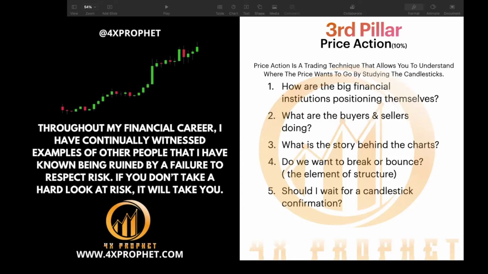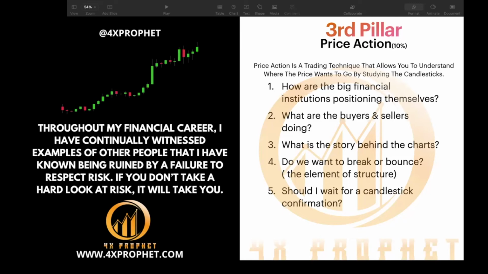But next thing is, what are the buyers and sellers doing? You can tell by looking at the candlesticks, looking at the wicks, right? Everyone should know what a wick is. Everyone should know what a pin bar is. Everyone should know what a bullish engulfing and a bearish engulfing are. These things you can Google for free. You should know what this is. Even if you're coming from stocks or crypto, you're supposed to know what these candlesticks are, right? Japanese candlesticks, all right? So next thing is, what is the story behind the charts?